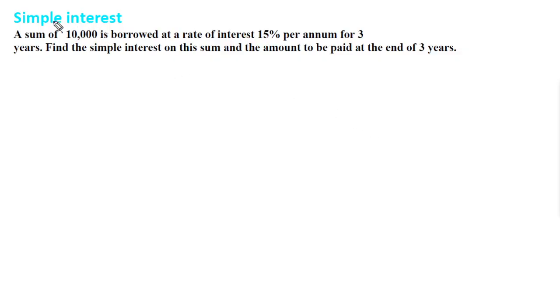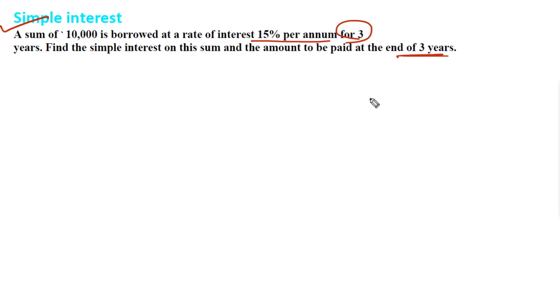So today we are going to discuss simple interest, then we'll discuss compound interest. So we'll start with a problem here. A sum of 10,000 rupees is borrowed at a rate of interest 15% per annum for 3 years. Find the simple interest on this sum and the amount to be paid at the end of 3 years.